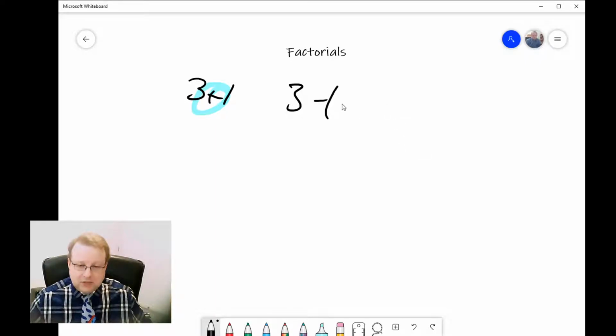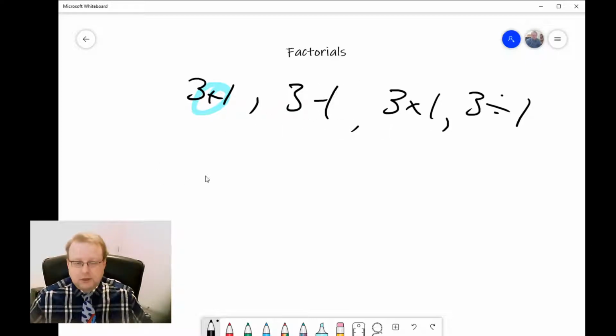Similarly, subtraction has two numbers, the number before and after. Same with multiplication and division. While factorials are a new kind of operator, the notation is to have an exclamation point after the number. Now, while I totally understand why you'd want to get excited by math, this isn't just a more exciting 3 than your usual 3. This is called a factorial.